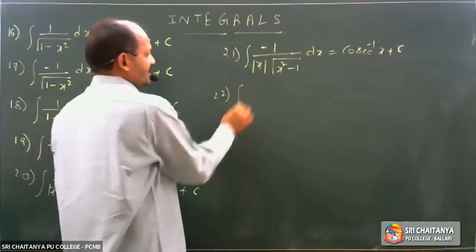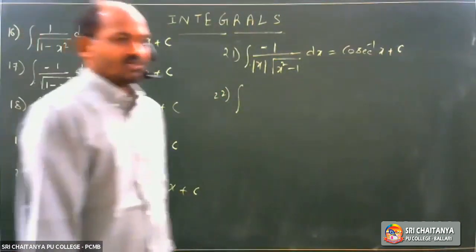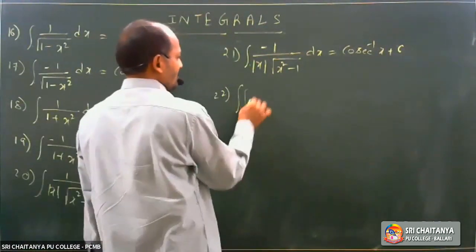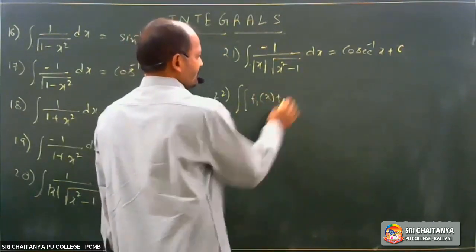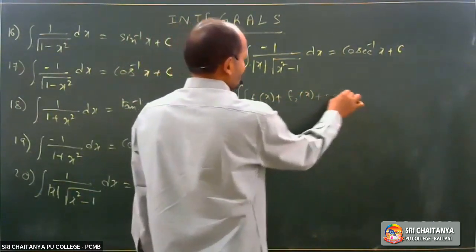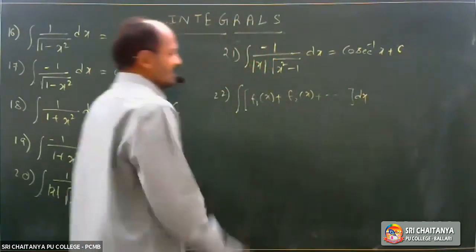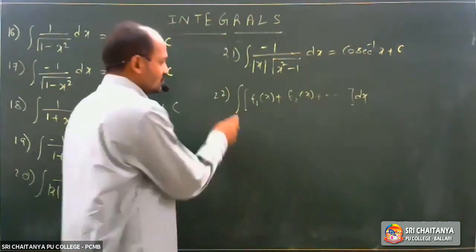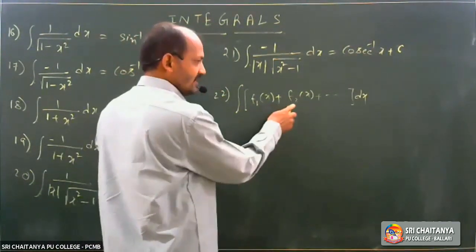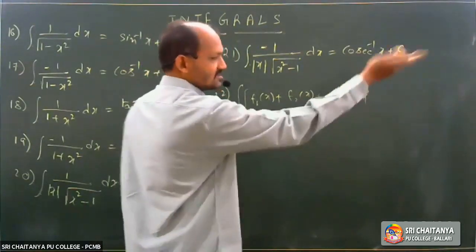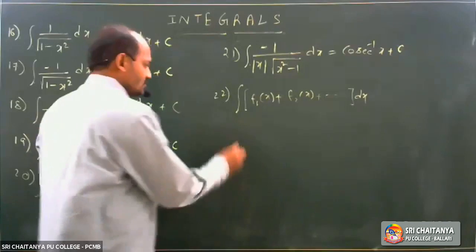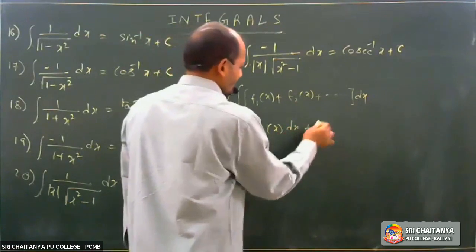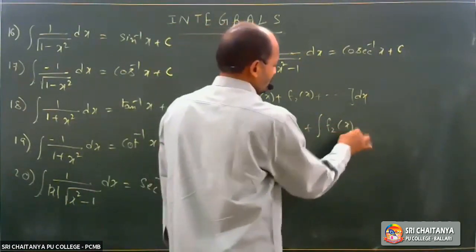In case a sum of two or more functions is given, the integral of f1 of x plus f2 of x plus so on dx means applying the integration to each and every function. So it is the integral of f1 of x dx plus the integral of f2 of x dx plus so on.